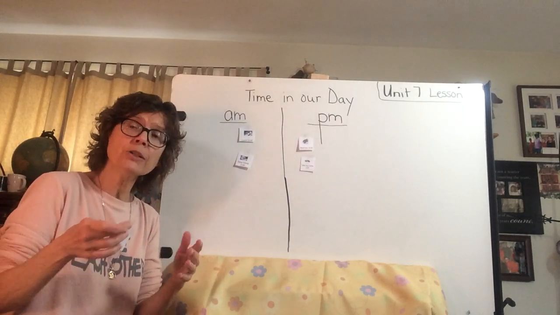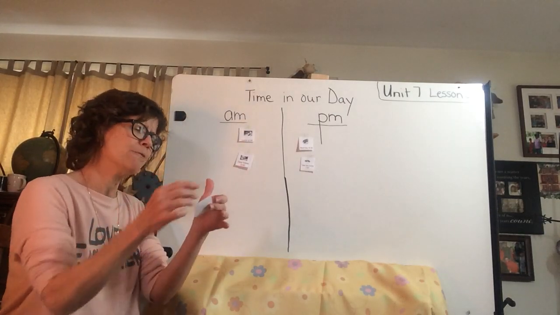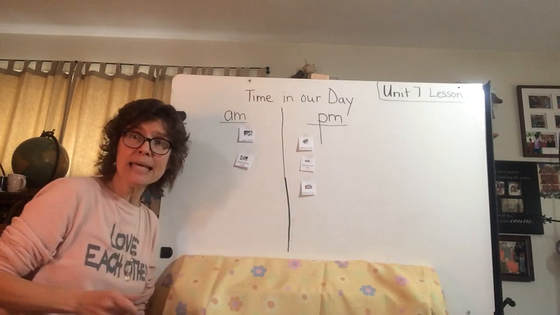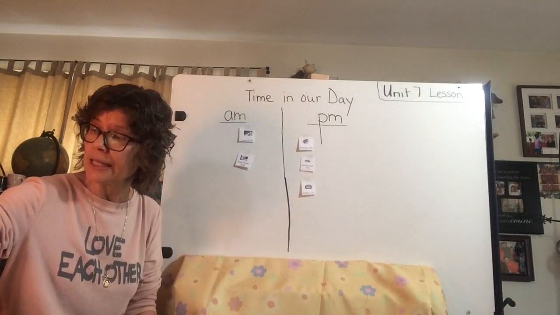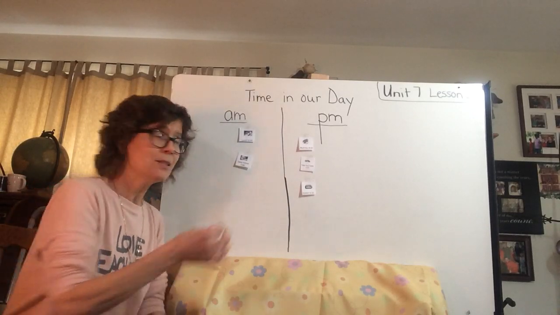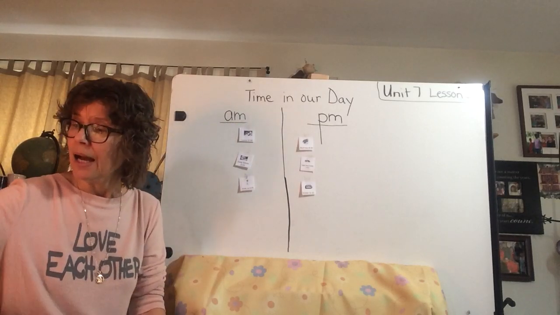If you're having a party or something, it could be 2 p.m. It wouldn't be 2 a.m., but it would be in the afternoon. Dinner, 6:30 p.m. It's in the evening. Wake up, 6 o'clock. That's in the morning when the sun starts coming up. 6 o'clock a.m. Homework time.